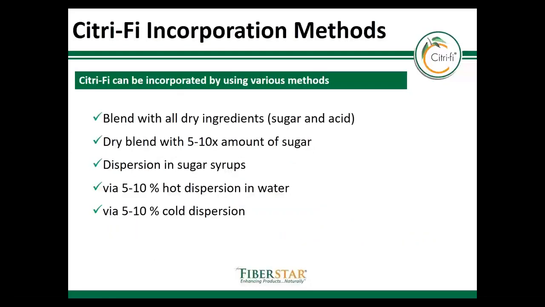You don't need to buy special equipment to use Citri-Fi. There are several ways to incorporate our product in the food system. This natural ingredient can be blended with all dry ingredients, including sugar and acid. Citri-Fi also can be dry blended with just 5 to 10 times the amount of sugar, or dispersed directly in sugar syrups. Also, this ingredient can be added by way of making 5 to 10% hot dispersions or cold dispersions.